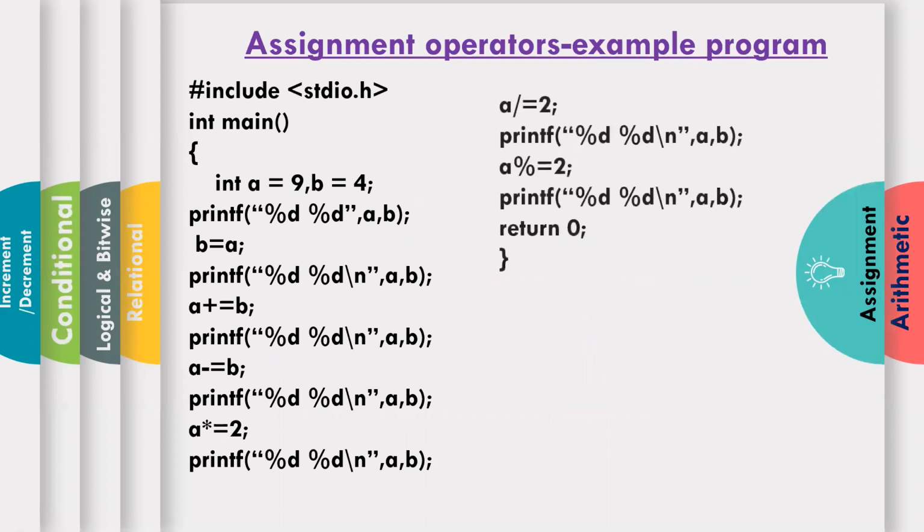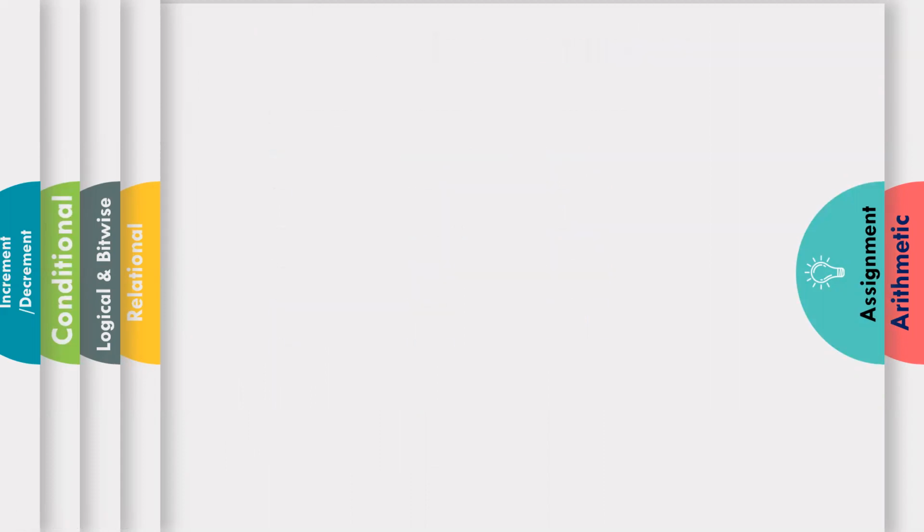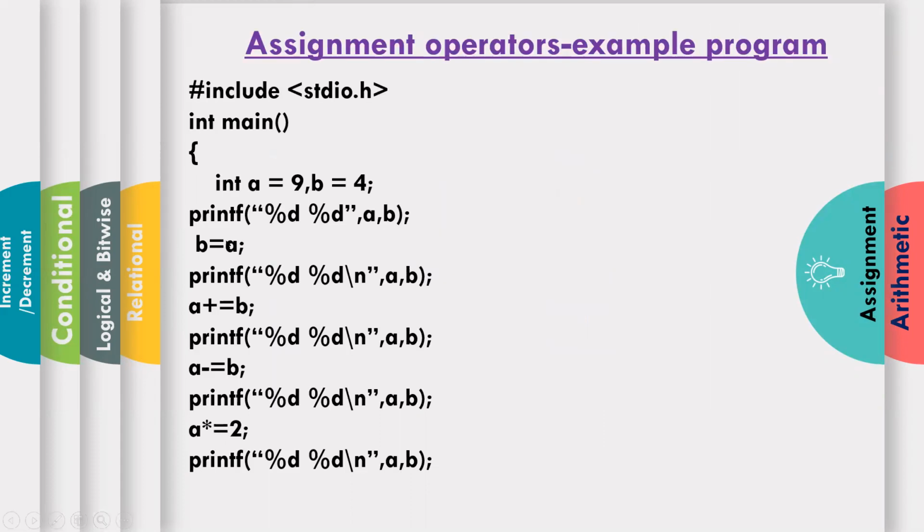So this is an example program. See, I used the two variables A and B. After that, I printed. And now the next statement is B equal to A. As I told you, if there is a statement like I is equal to 10, in this case, left hand side is a variable always, right hand side is a value. But here, B is equal to A. On both sides we are having variables. But you treat it in the same way.